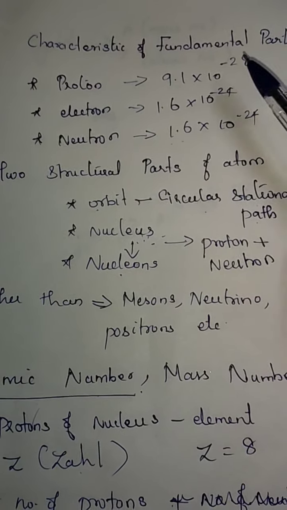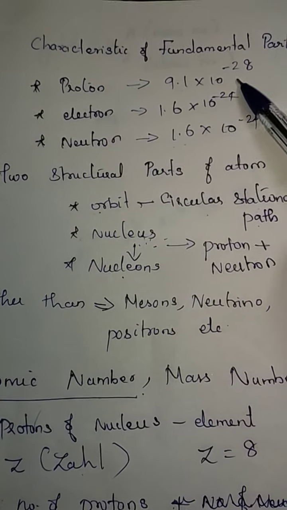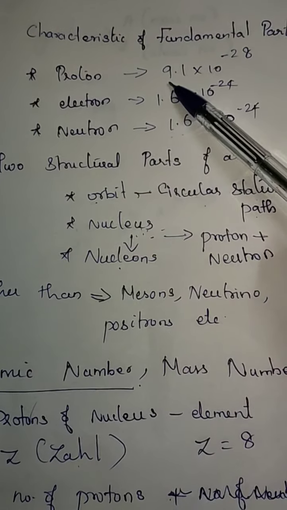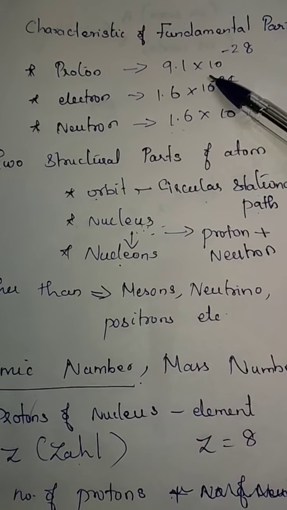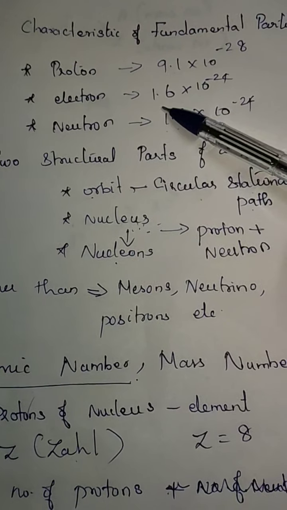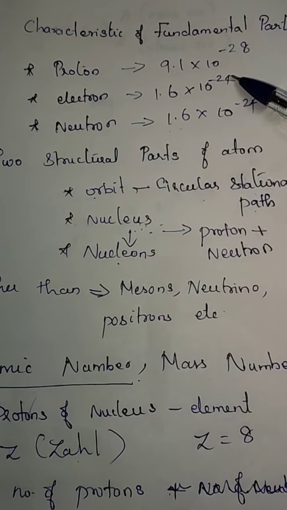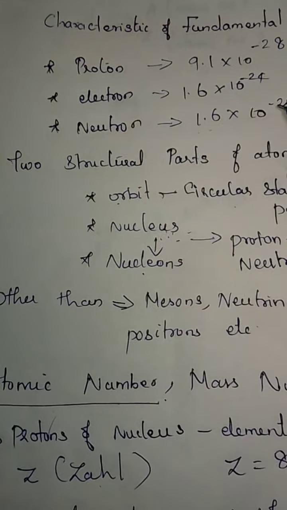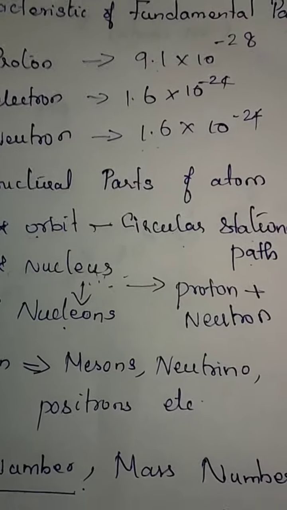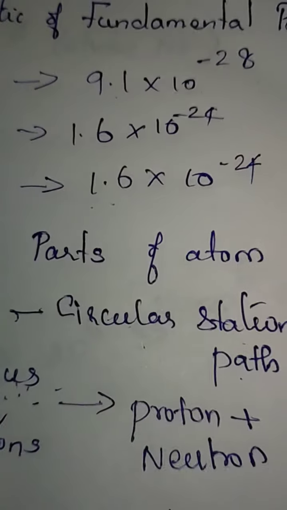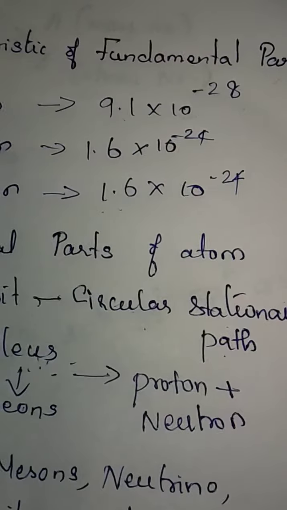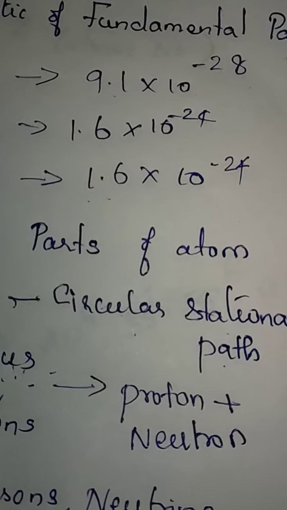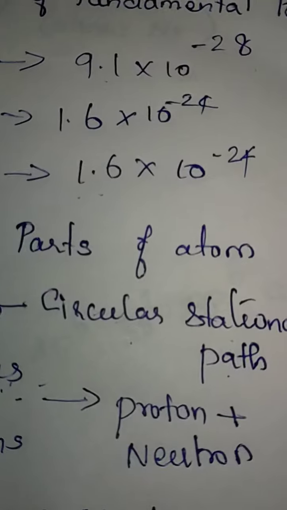Also, you know, isn't it? Now, mass. It is expressed in grams, okay? So, nearly 1 proton is equal to 9.1 into 10 raised to minus 28 gram. Electron 1.6 into 10 raised to minus 24. Neutron 1.6 into 10 raised to minus 24. Isn't it? I said that the mass of electron is negligible.